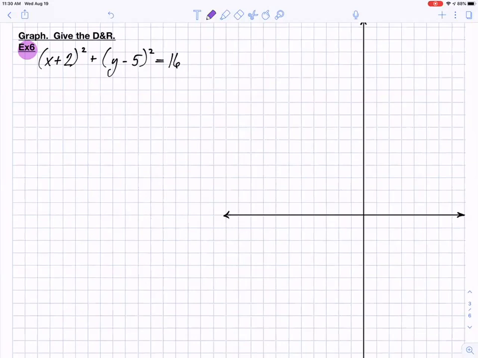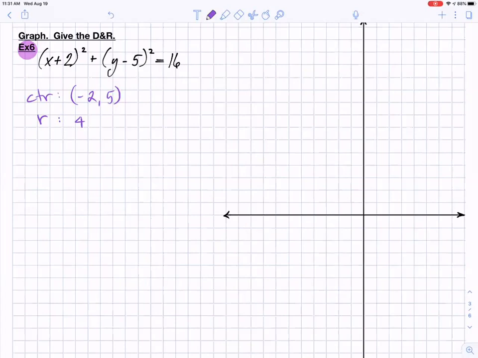So I started you out pretty easy on this one. What's my H and K? Or maybe the better question, where is my center? Try again. Good catch. -2, 5. What's my radius? 4. Why is it 4? Yeah, because 16 is my r squared. So my r is just a 4.